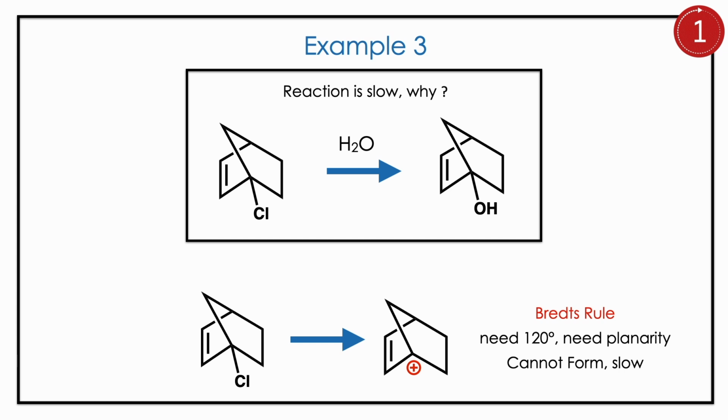Then the next example: the question is on kinetics. Here a bicyclic compound is given with an alkene and chloride. Using water, you are converting chlorine into alcohol through substitution. But you should know why the reaction is slow. The substitution happens via SN1 mechanism, so a cation should form. Here the cation cannot form because of Bredt's rule. It needs 120 degrees and planarity, so it won't form. That's why the reaction is slow. The concept outlined here is bridged cation formation. Kinetics is very slow because of the unfavorable intermediate.